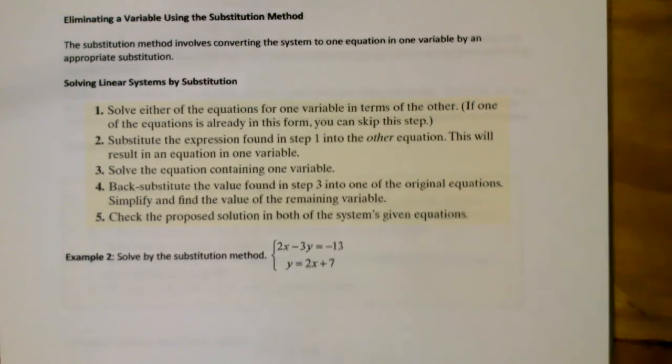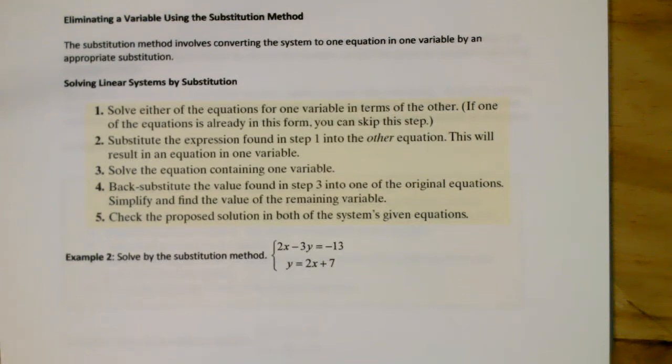As you can see in this yellow box, here I have the procedure for solving a linear system by substitution. First, you're going to solve either of the equations for one variable in terms of the other. Now, if one of the equations is already in this form, you can skip this step. That means if you have x equal to some expression or y equal to some expression, you can skip that step because that variable is already by itself. Then number two, you're going to substitute the expression found in step one into the other equation. This will result in one equation in one variable.